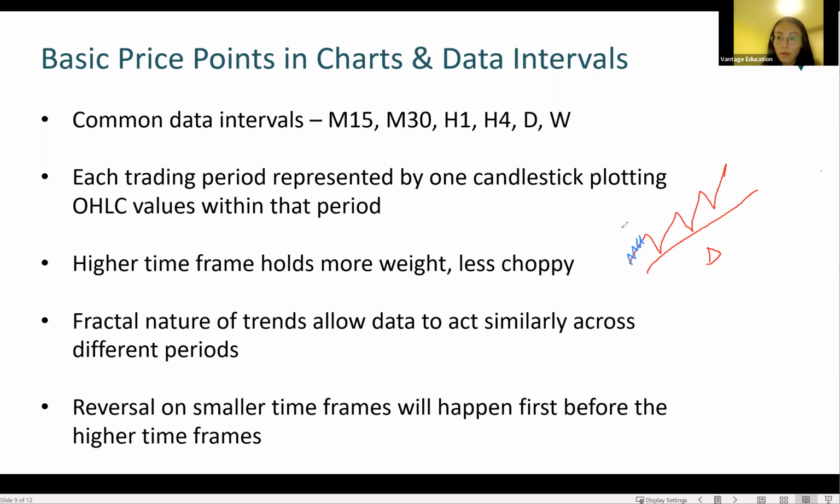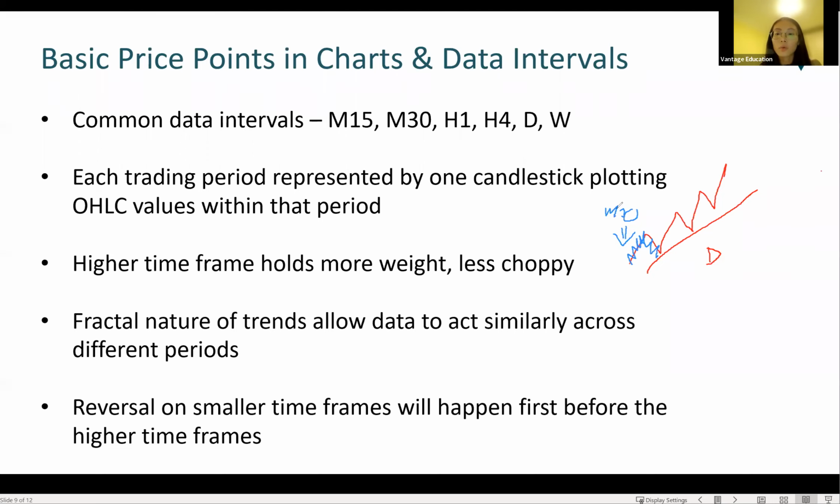So this is the daily time frame, but if you take a look at maybe, let's say the blue one would represent the 30 minutes time frame. So the 30 minutes time frame itself, you can see that over here, right? You see the reversal on the smaller time frame first, on the 30 minutes first, before you see it on the daily. Okay, so this is what we call the fractal nature of markets.